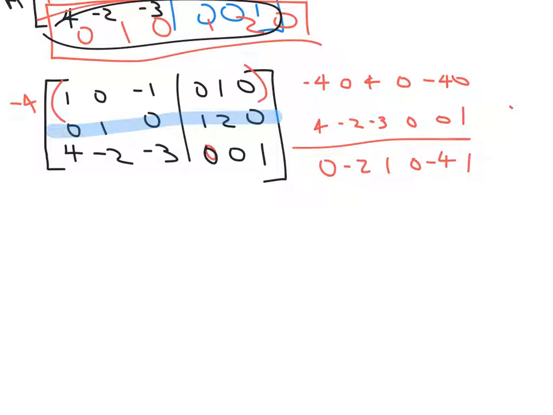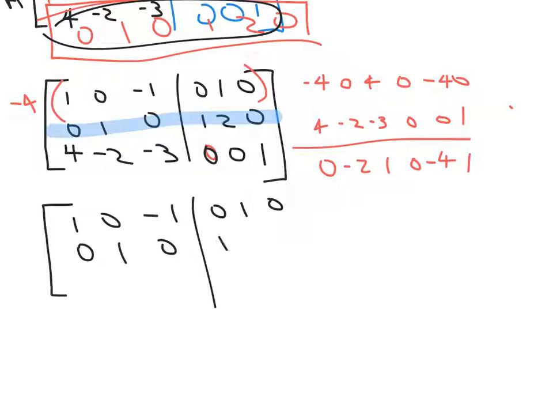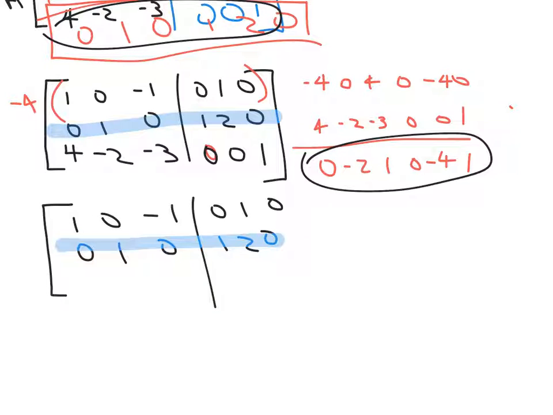Let's rewrite the whole matrix here. 1, 0, negative 1, 0, 1, 0, 0, 1, 0, 1, 2, 0. And again, I like to show that that's locked. And then my last row is going to be this one right here: 0, negative 2, 1, 0, negative 4, 1. So there is where I'm at this point.